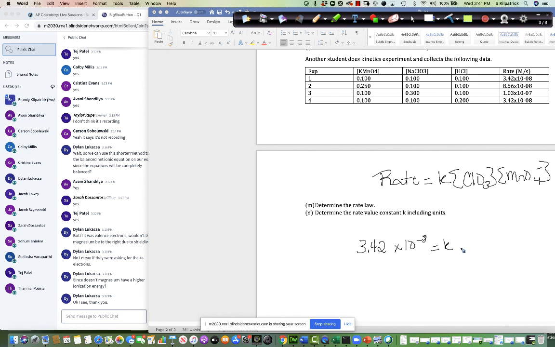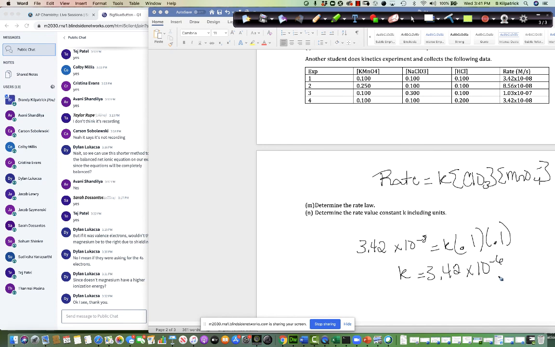Chlorate is 0.1 to the first. This is 0.1 to the first. We solve for k. We're going to get 3.42 times 10 to the negative 6. Okay, so that's the value of k.